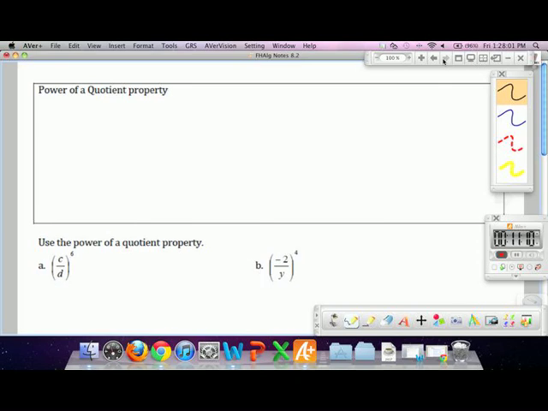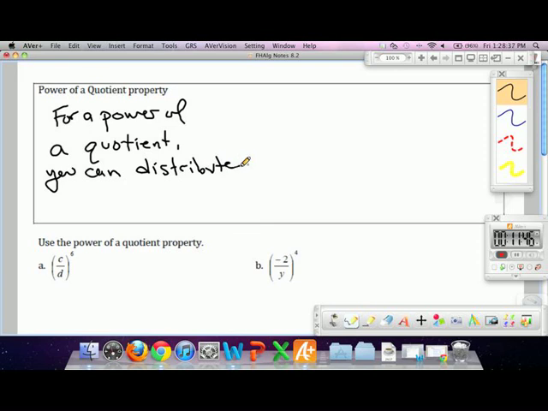In words, it says that for a power of a quotient, you can distribute the exponent to each base.